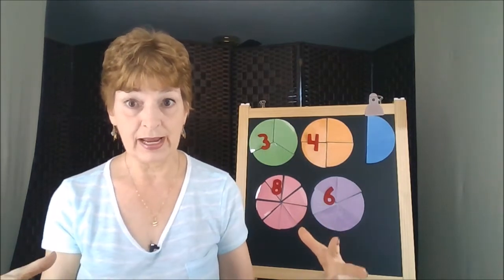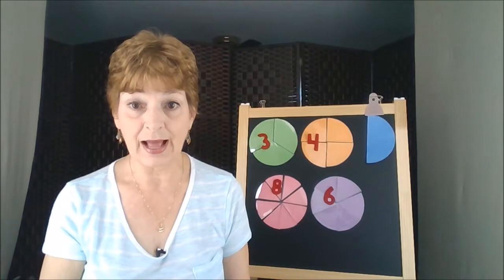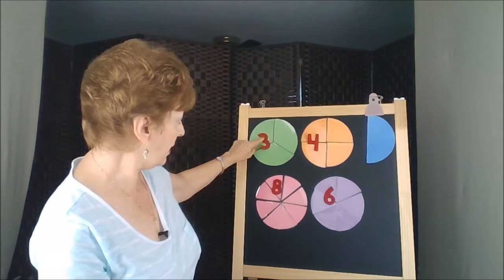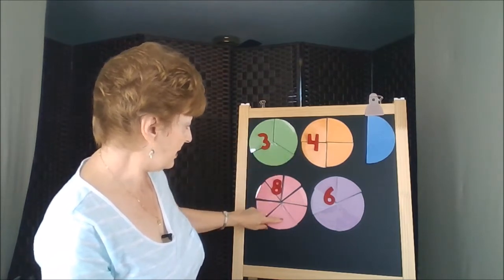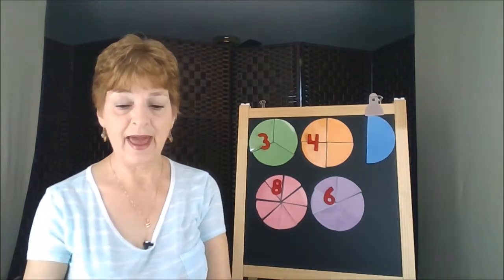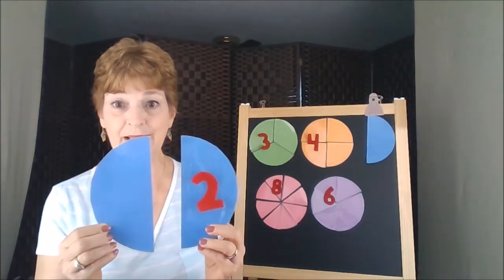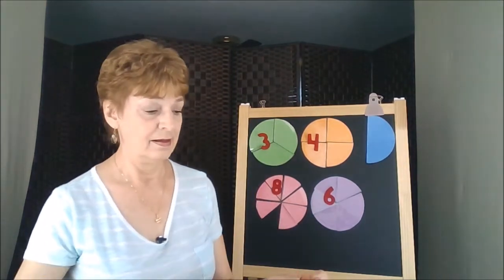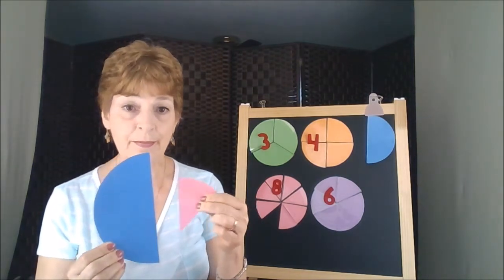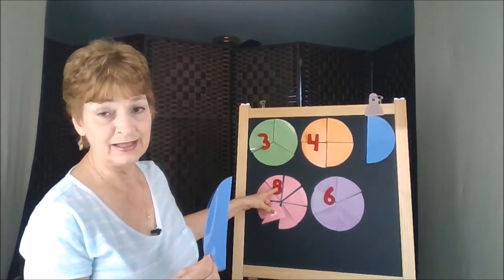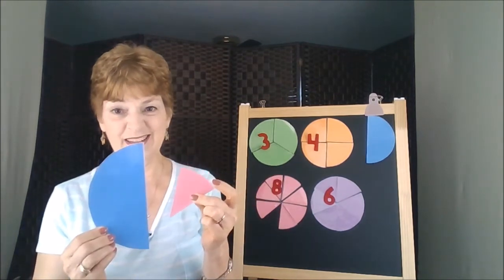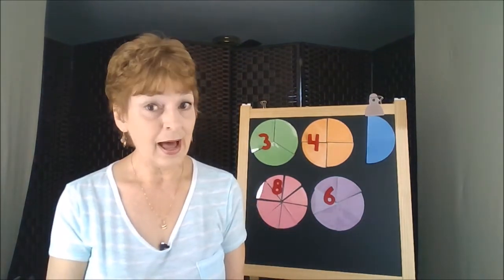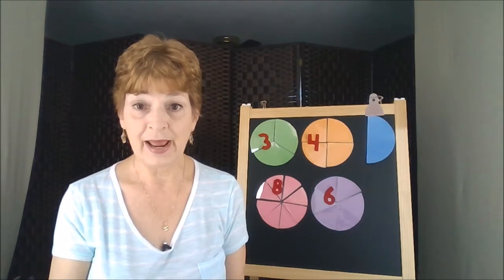You can cut your cake or your shapes into lots of little tiny pieces. As you can see, as the numbers get bigger, the pieces get smaller. Here's the half. Those are pretty large. And here's the eighth. So the number of pieces is bigger in the whole thing, but the size of the piece gets smaller as the numbers get bigger.